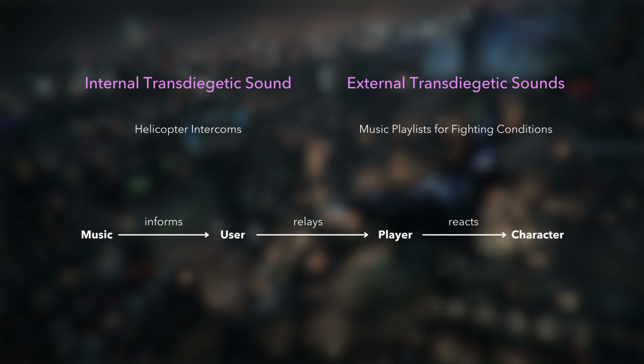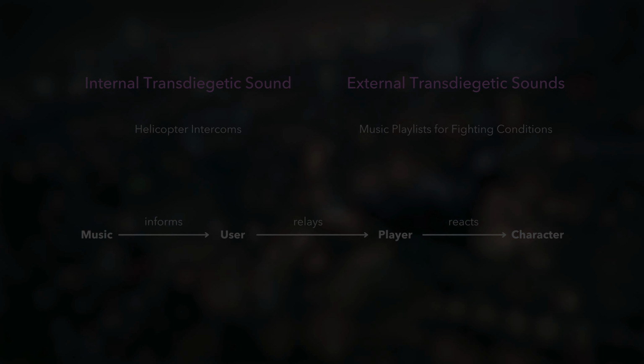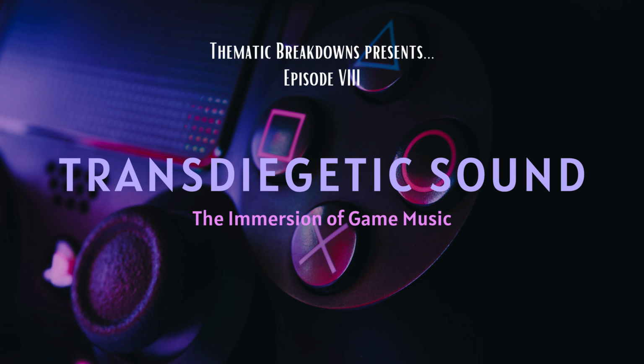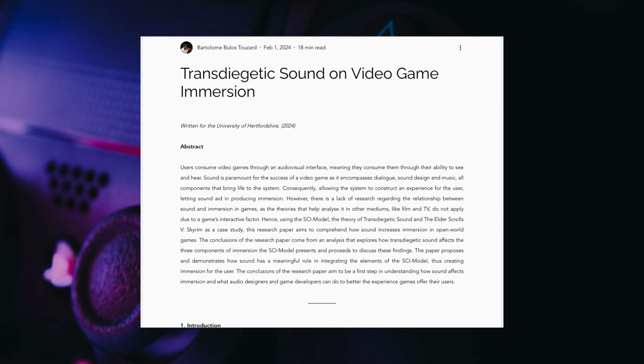So even when in an internal transdiegetic sound, sounds come from within the game world, or external transdiegetic sound where sounds come from outside the game world, the sounds are breaking the boundaries between the character and the user. And that is, in a nutshell, what transdiegetic sound is about, and how it enhances immersion of game music, because through metacommunication, it breaks those boundaries and draws you in. You have absolute control of every single decision the character does.